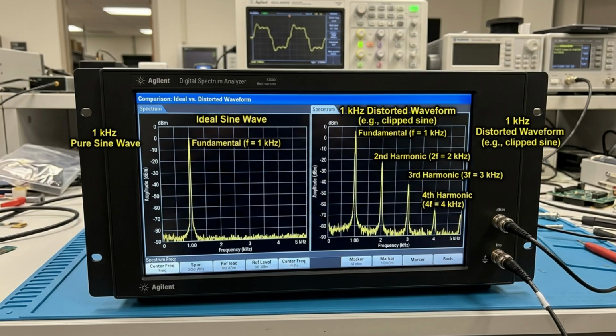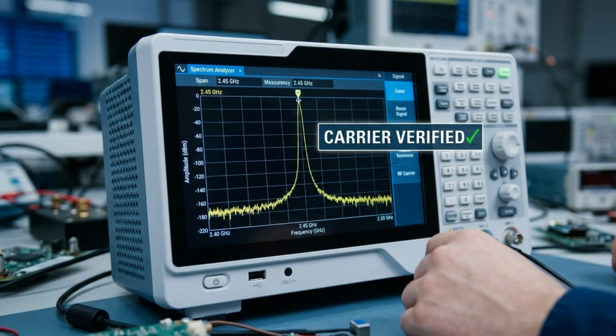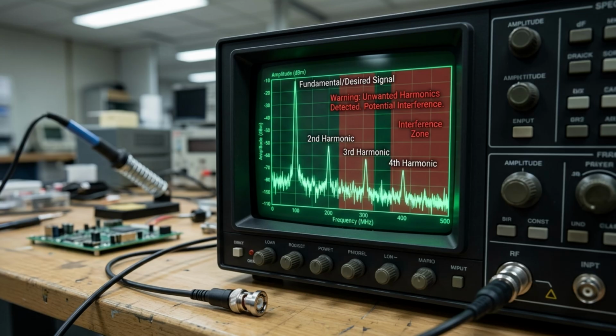They're called harmonics. In the previous lesson, we introduced the spectrum analyzer and learned how it displays signal power across the frequency spectrum. Engineers often use it to verify that transmitters produce signals at the correct operating frequency. However, practical measurements frequently reveal additional peaks located at multiples of the desired frequency. These unexpected signals can reduce system performance and interfere with other communication systems.